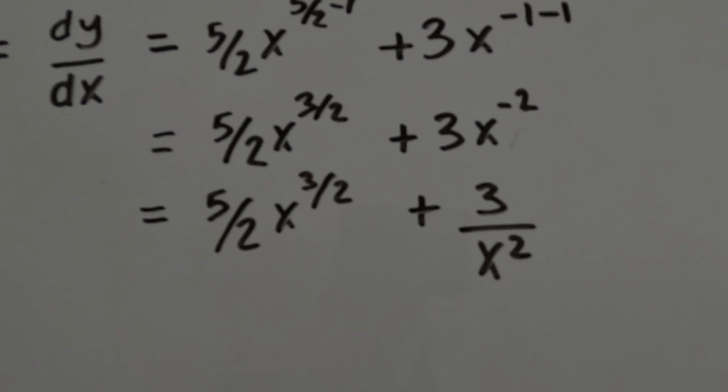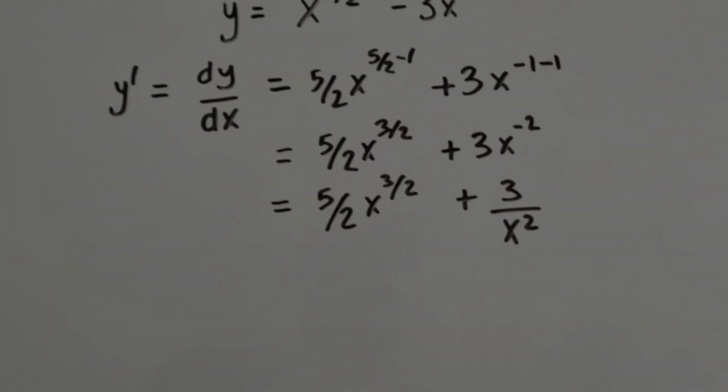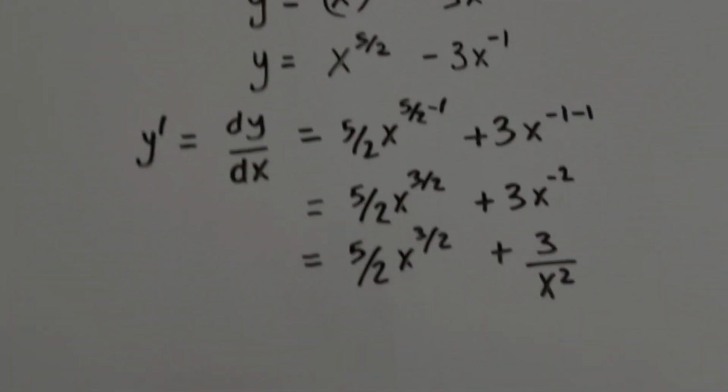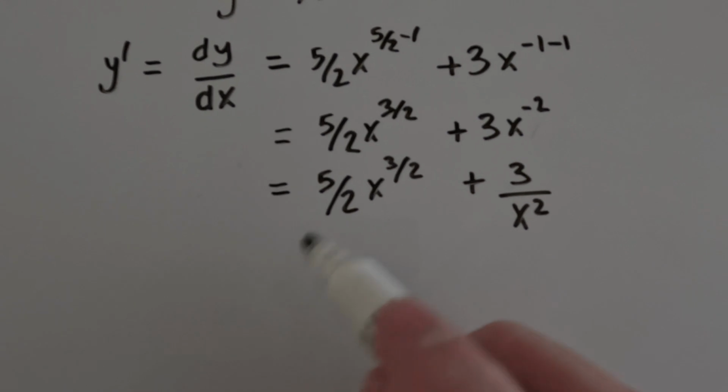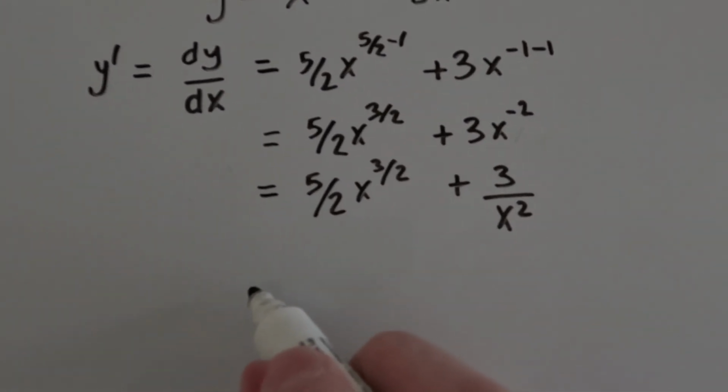So that's your answer. You could rewrite this in terms of square root signs, like in the original question. You could rewrite it in this form if you want. Doesn't matter, you're not going to lose any credit. This is a perfectly legitimate answer. You should get full marks for that.